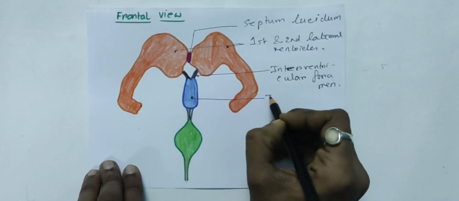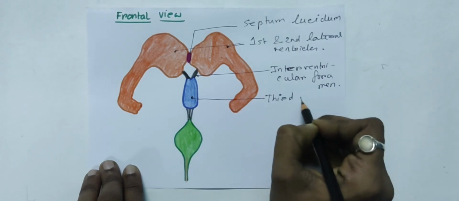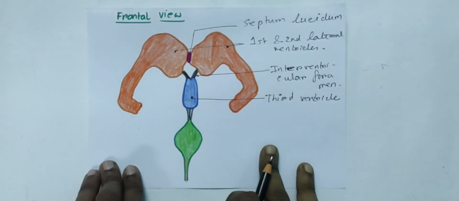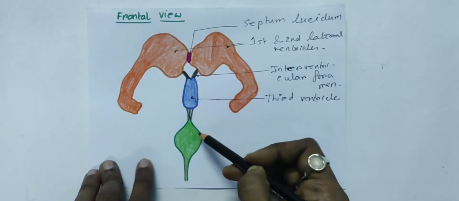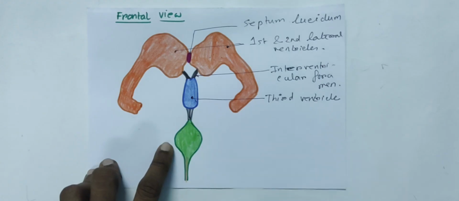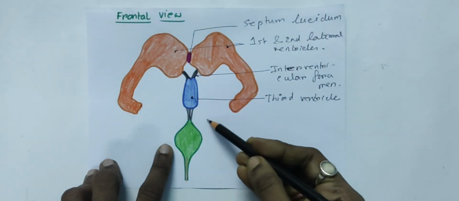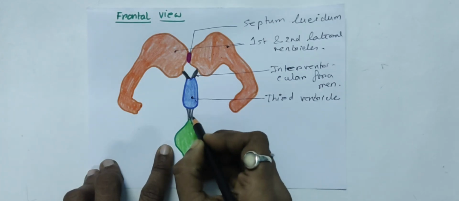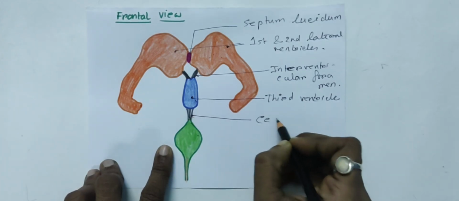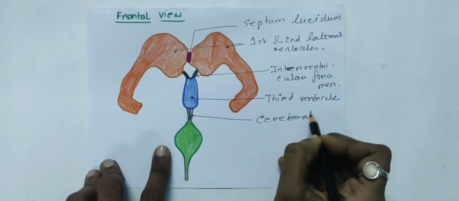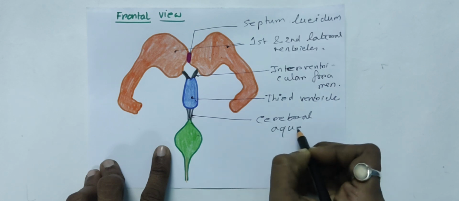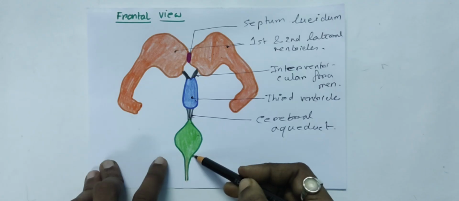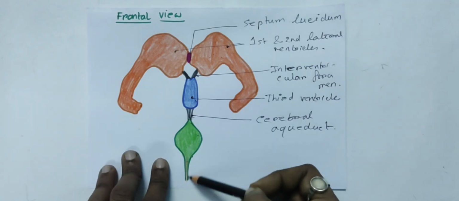Okay, now this is the third ventricle. Now the third ventricle is attached with the fourth ventricle. The connection between these two ventricles is called the cerebral aqueduct. This is the cerebral aqueduct. And then there is a central canal of the spinal cord.